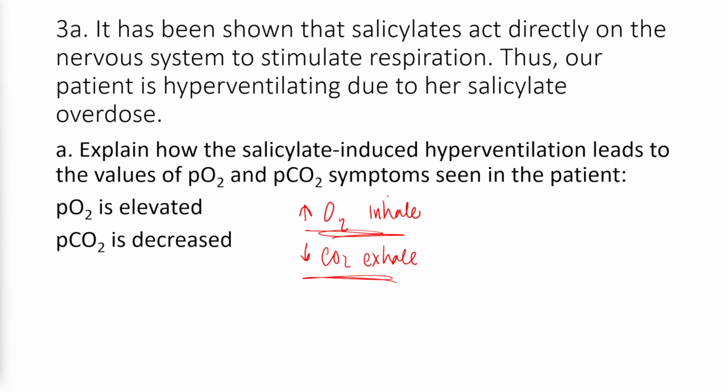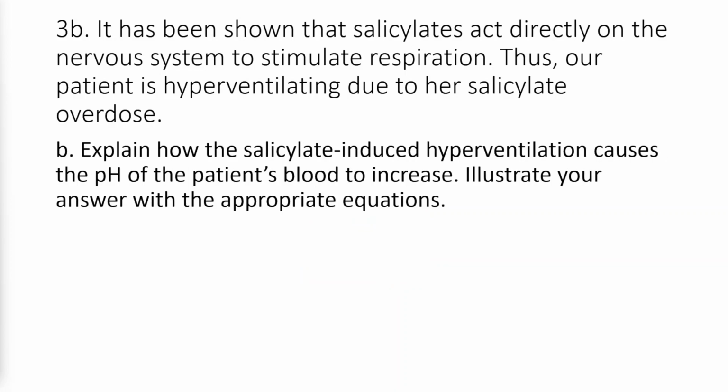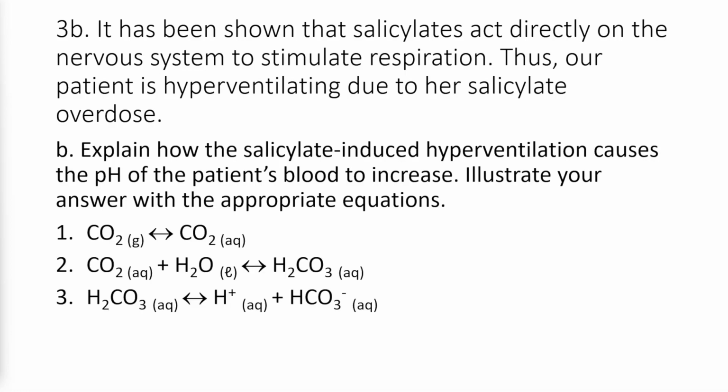Cool. So 3B. Explain how the salicylate-induced hyperventilation causes the pH of the patient's blood to increase. Please illustrate your answer with the appropriate equations. I will actually bring up these equations to make it easier for everyone. So can anybody tell me what is happening in these equations? Why is our patient's blood pH increasing? And how can you explain that with this set of reactions? Yeah, give it a shot.